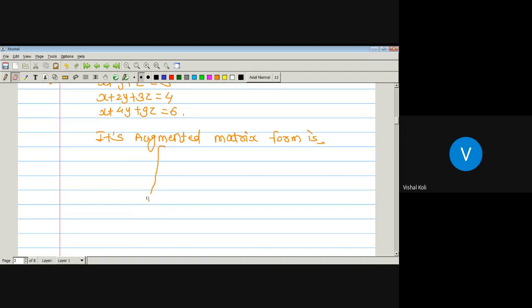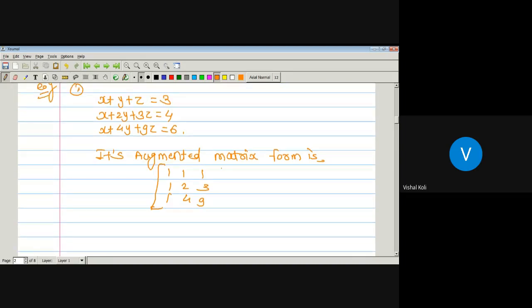Sorry, its augmented matrix form is 1 1 1, 1 2 3, 1 4 9, and here we have to take the values of matrix B, that is 3, 4 and 6. These are the entries of the augmented matrix. Okay, now we have to apply the elementary row transformation.